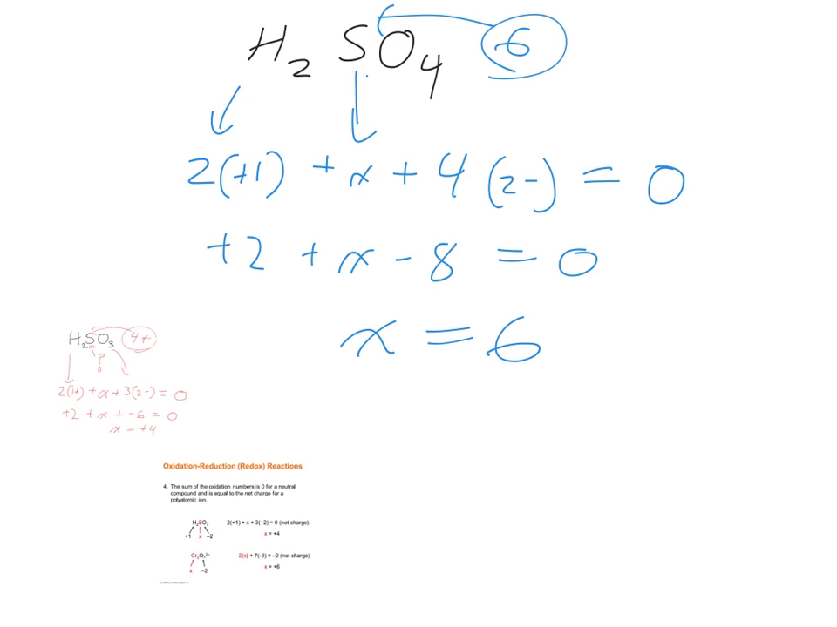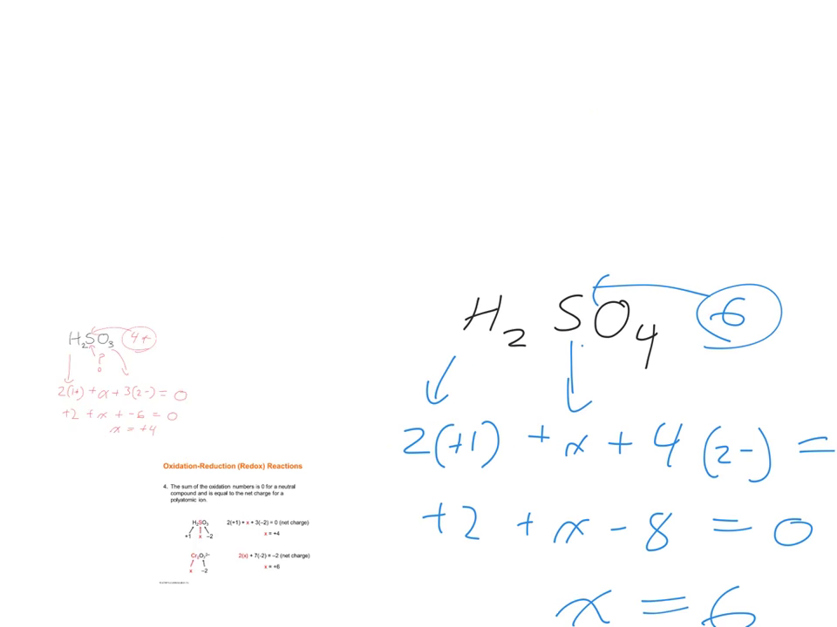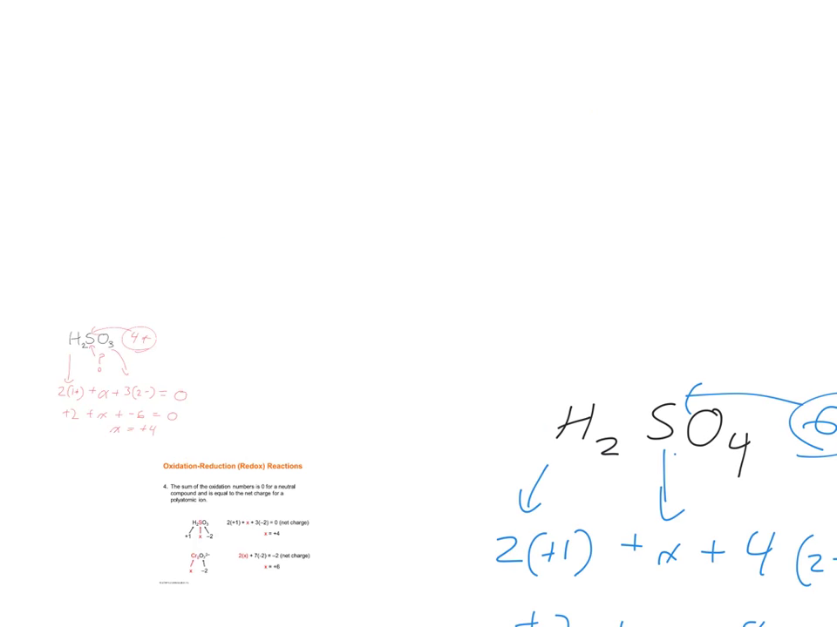We can do oxidation numbers with polyatomic ions if we want to. For example, if we wanted to take a look at chromate here, not chromate, dichromate. I have the dichromate polyatomic ion. I don't have a rule that involves chromium, but I have two of them.